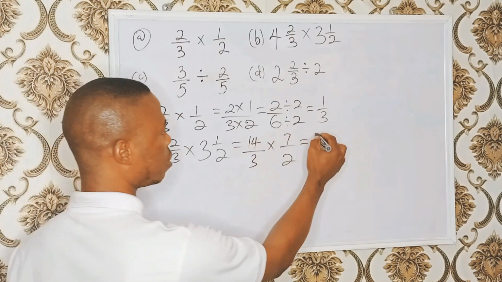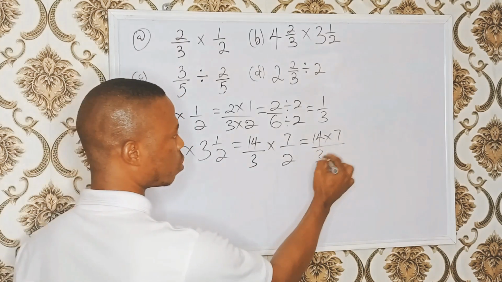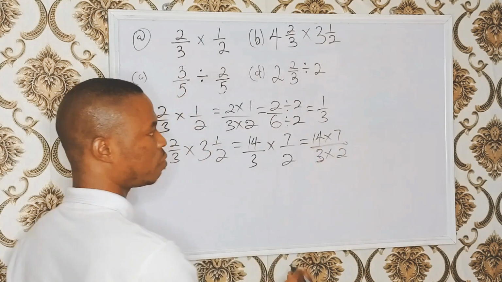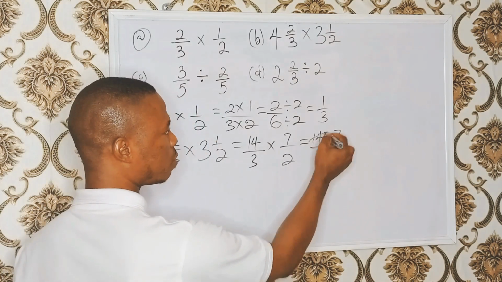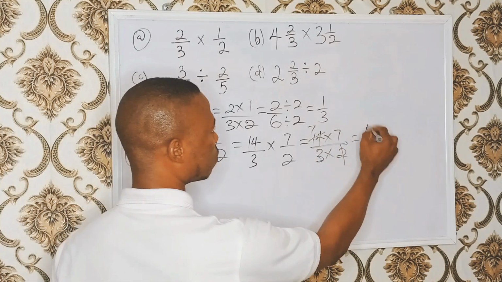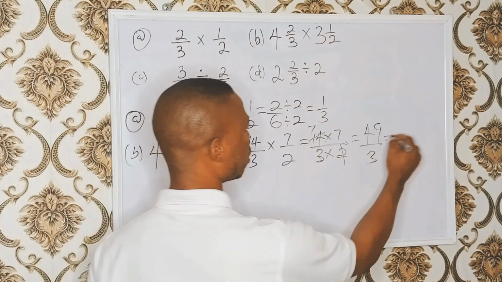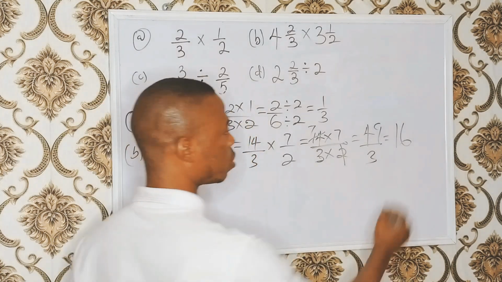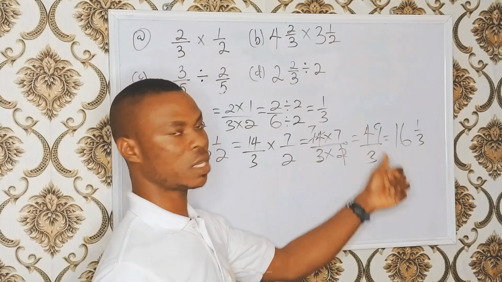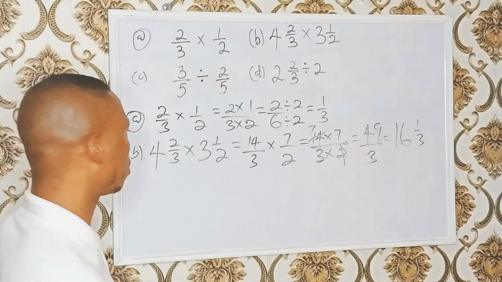14 times 7 over 3 times 2. Now, remember, this is multiplication. 2 can actually divide 14 to give you 7. So you have 7 times 7, which is 49 over 3. And 49 divided by 3 gives you 16, whole number 1 over 3. Because 49 divided by 3 is 16, it remains 1 over 3. That's your answer to that.